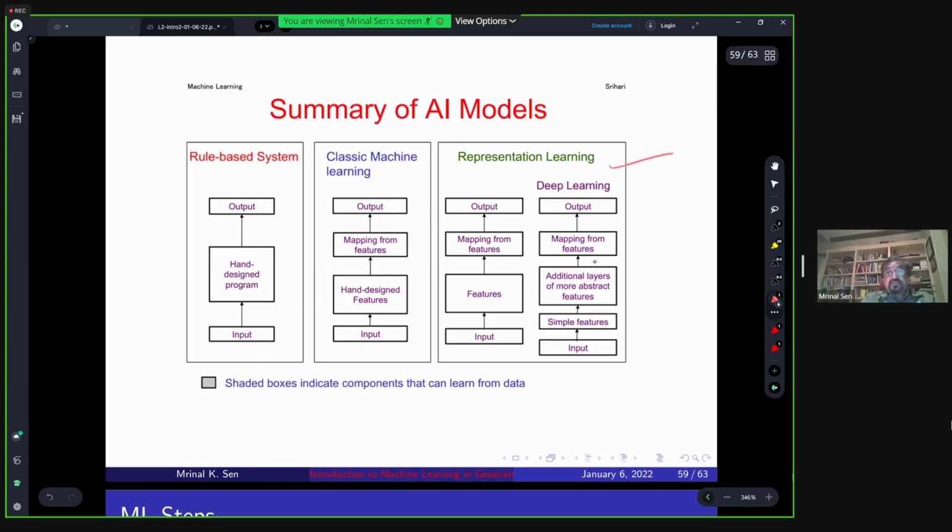Representation learning is where you have input, you have features, and a mapping from features to output. So the features are also derived by the algorithm. On the other hand, in a classic machine learning algorithm, we were putting in hand-designed features. And deep learning is the newest idea, which of course we'll spend quite a bit of time talking about.